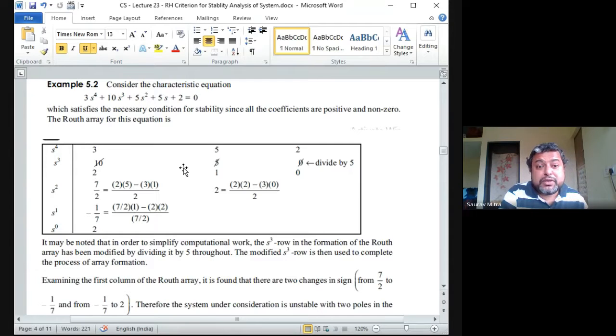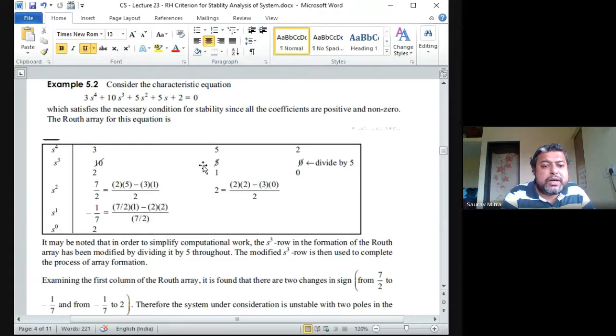Somebody who wants to proceed with 10 and 5 is also not wrong. You will get the same conclusion. But for our ease of calculation, to make the calculation smaller, we can make 10 and 5 as 2 and 1. So this is 2 into 5 minus 3 into 1 divided by 2, so we get 7 by 2. And next, this is 2 into 2 minus 3 into 0 by 2, so we get 2. So what will be the next elements? The next elements are now 2, 1, 7 by 2 and 2.